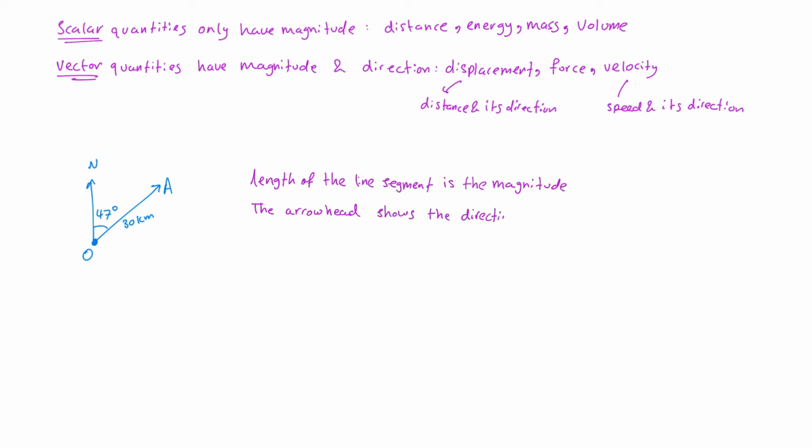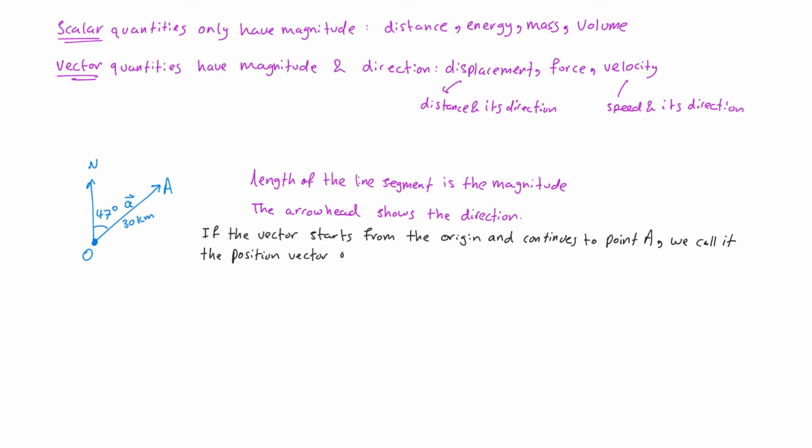The arrowhead of the vector shows us which direction it's going to. And in this example, we added 47 degrees to give us an idea that the arrow is pointing in the direction of northeast, but it's actually very close to northeast. It's 47 degrees east of north.